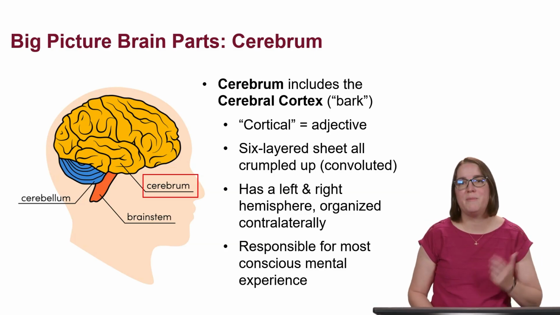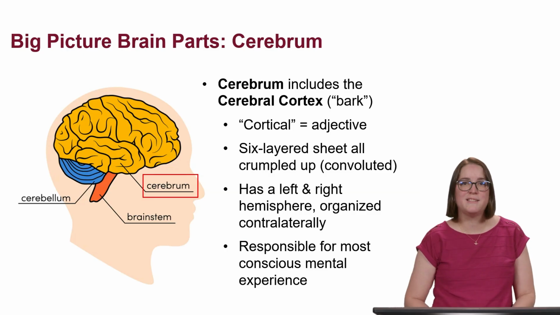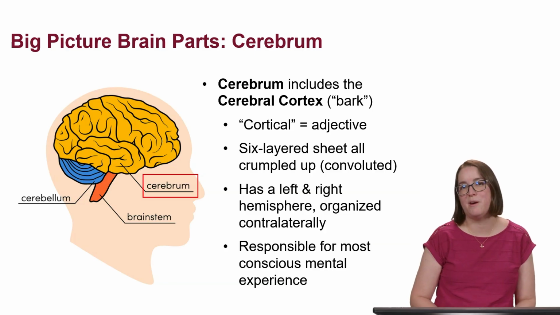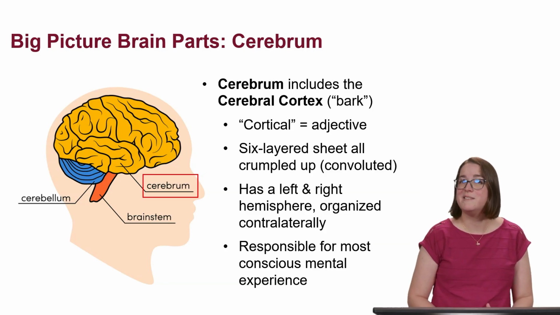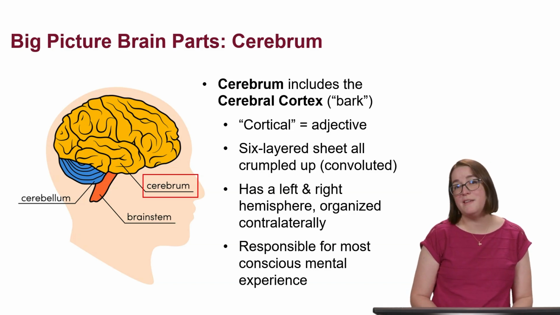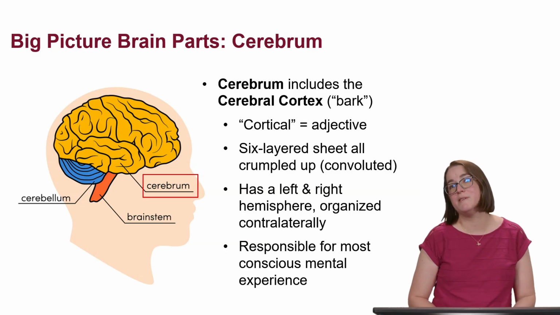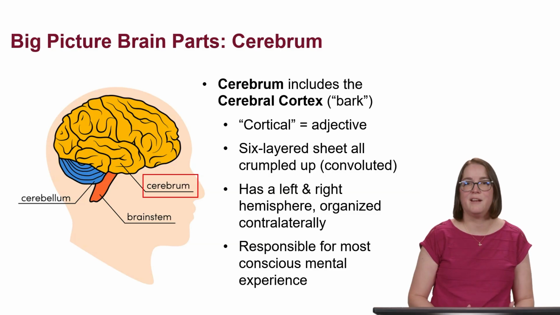You should already know the biggest part of the cerebrum is the cerebral cortex, which is the outer layer of the brain. In fact, cortex means bark in Latin. The cortex is all crumpled up and convoluted. If you were to stretch it out, it would be about 3 feet by 3 feet and about 3 millimeters thick. It has 6 layers of cells. It has a left half and a right half, and these are organized contralaterally, which, I should remind you, means opposite sides. So the right side of the cortex controls the left half of the body and vice versa.